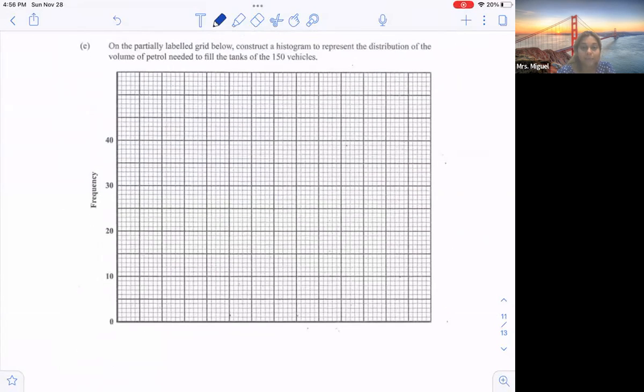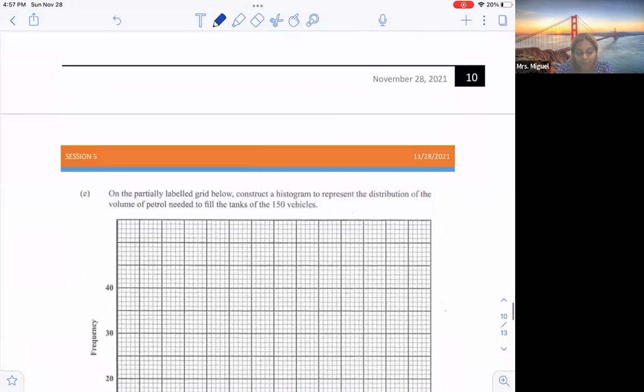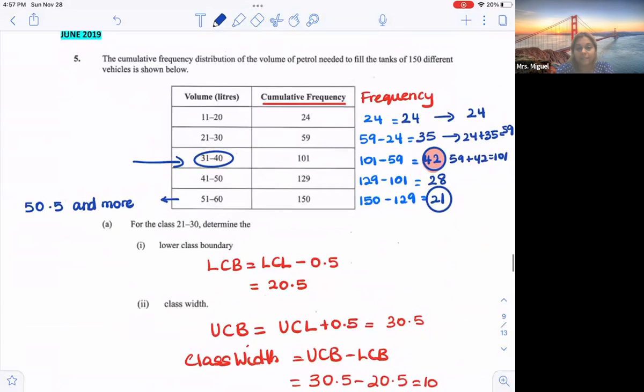On the partially labeled grid, construct a histogram to represent the distribution of volume needed to fill the tanks. Remember at the beginning of this question, I told you from the time you spot cumulative frequency in the table, you extend the column in your booklet and you find the frequency, because you're not going to use cumulative frequency to draw a histogram, right? So the heights of the bars are these values here.